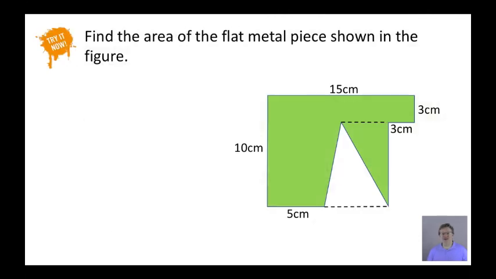So let's work on this one here next. This is a more complex figure here. Once again, how in the world do we calculate the area of that green section there? So this is a flat metal piece that's shown in the figure. It's all in green. How in the world would we calculate this?